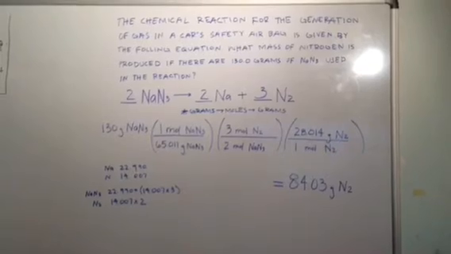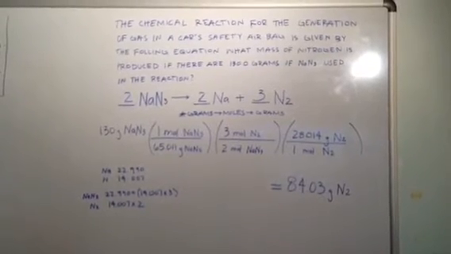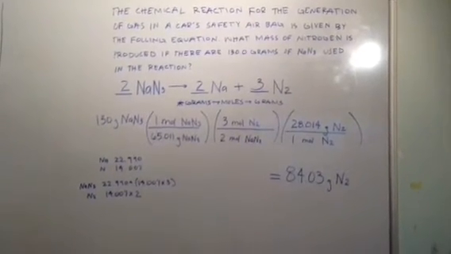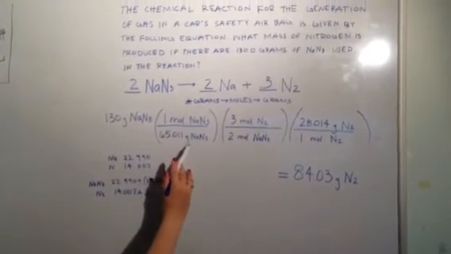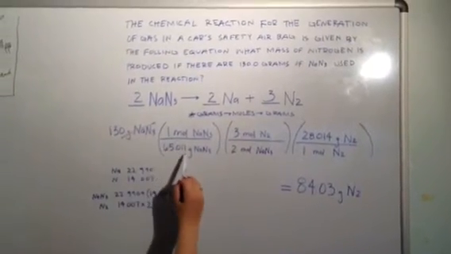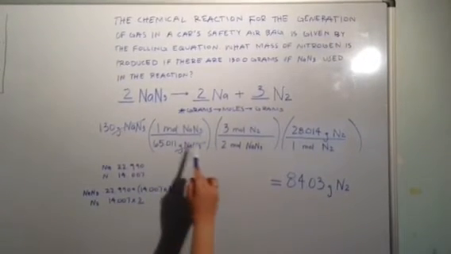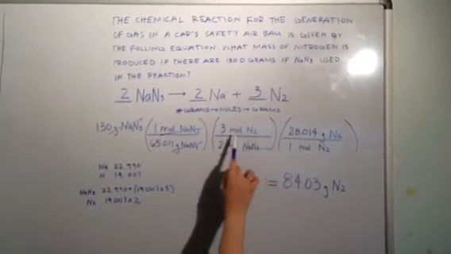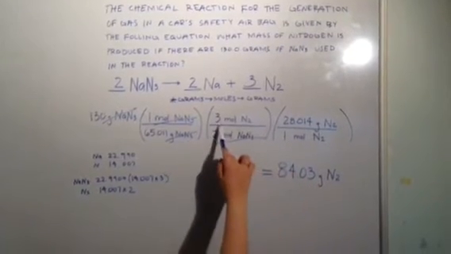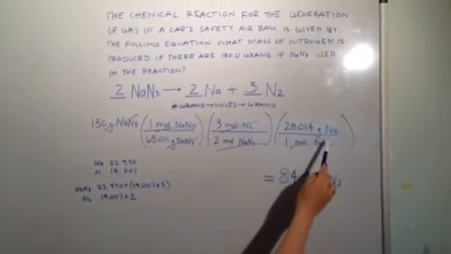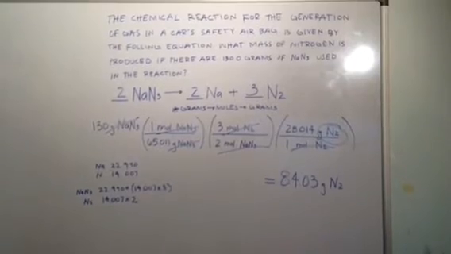So again, to show how everything cancels out, grams of NaN3 cancels out. Moles of NaN3 cancels out. Moles of N2 cancels. And now you're just left with grams of N2, which is what you wanted to find.